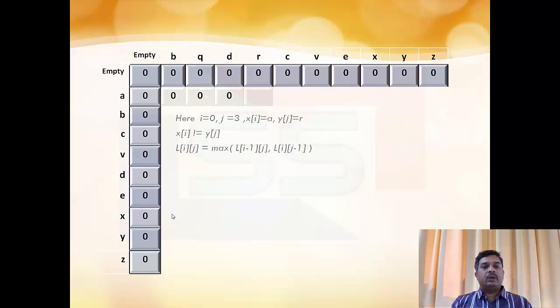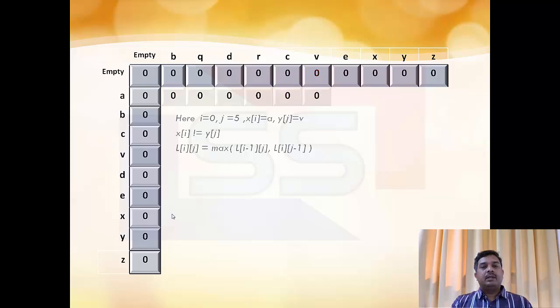For the next one also, A and R are not the same, that's why we take the maximum to be 0. For A and C, they are not the same, so we take 0. For A and V, they are not the same, so we take the maximum. A and E, they are not the same, so we take the maximum.